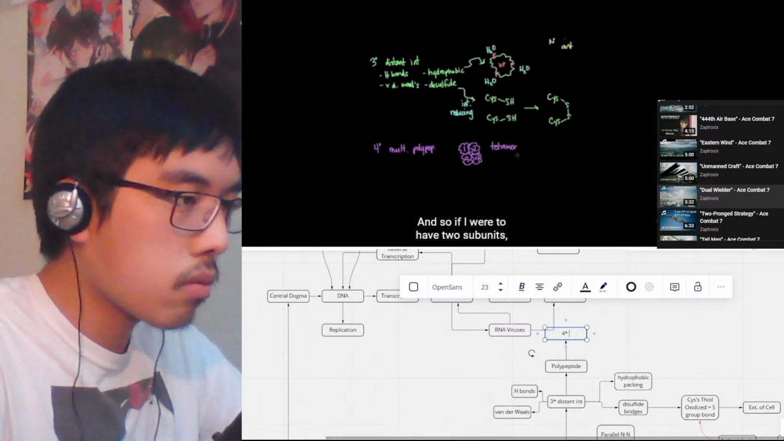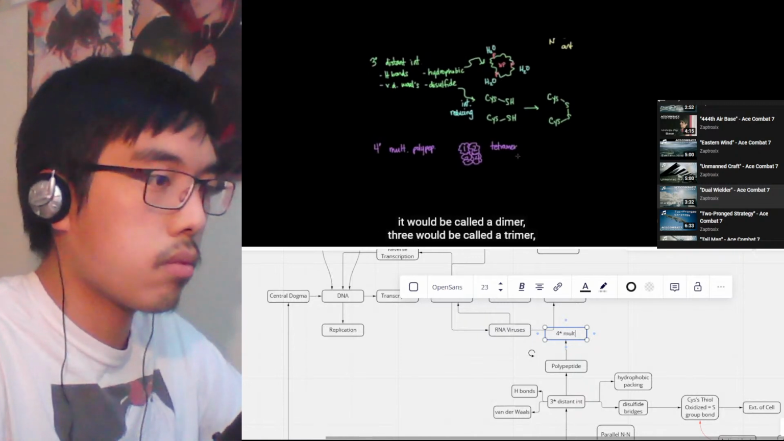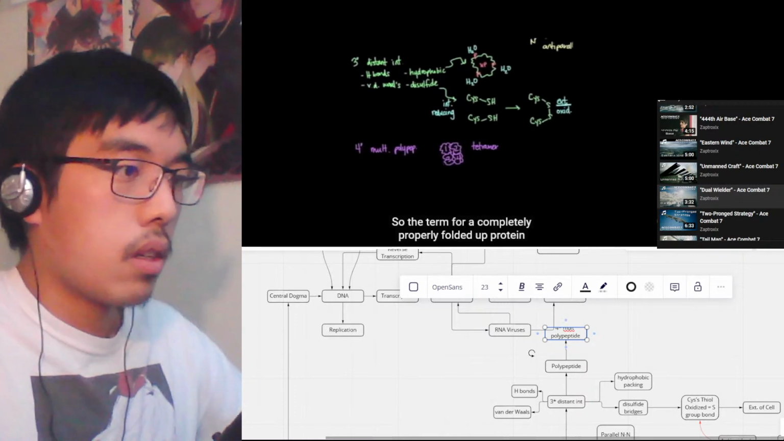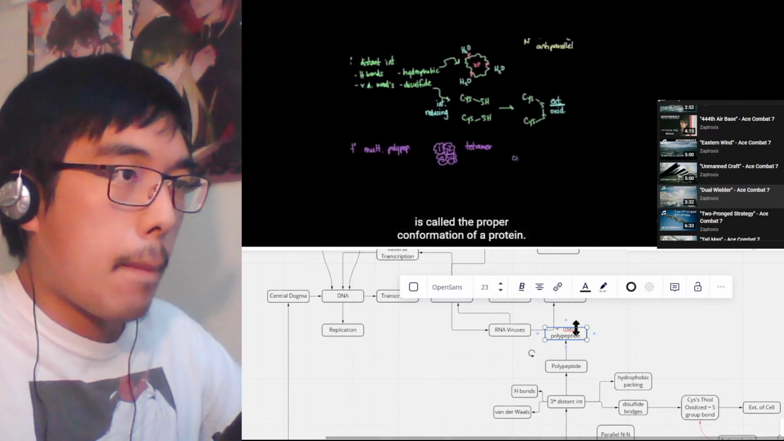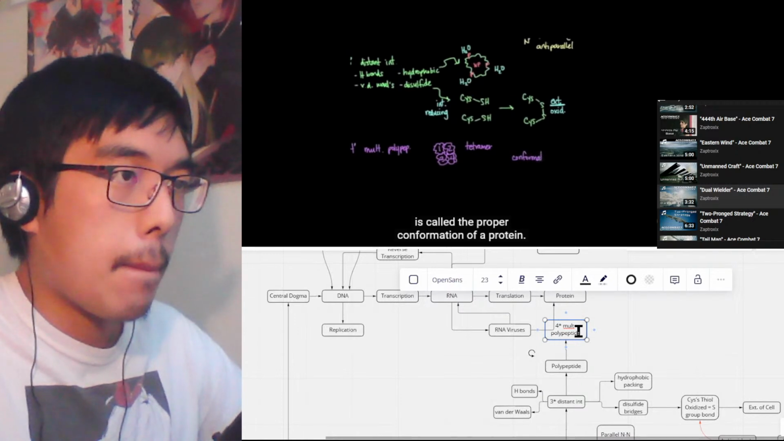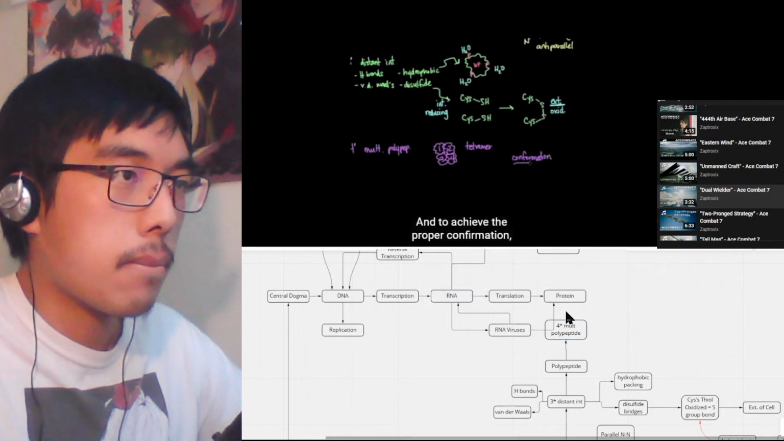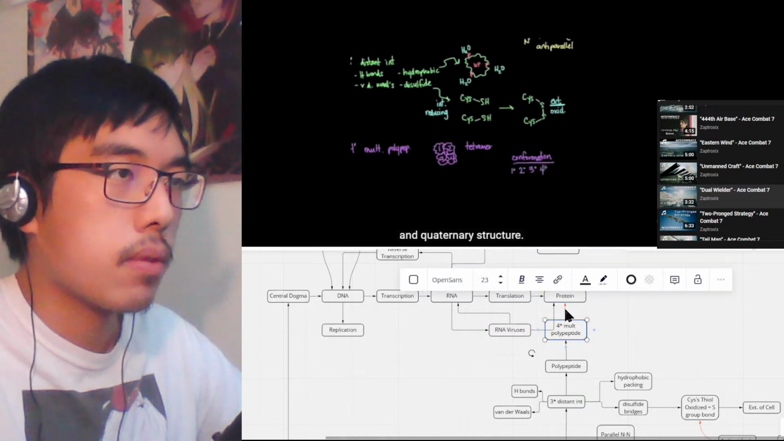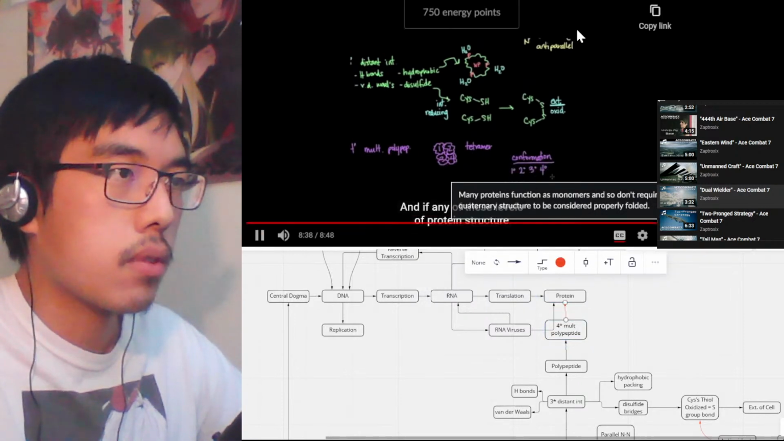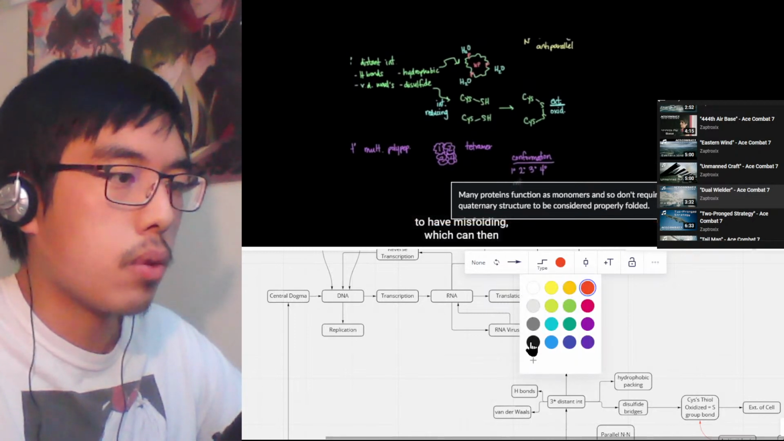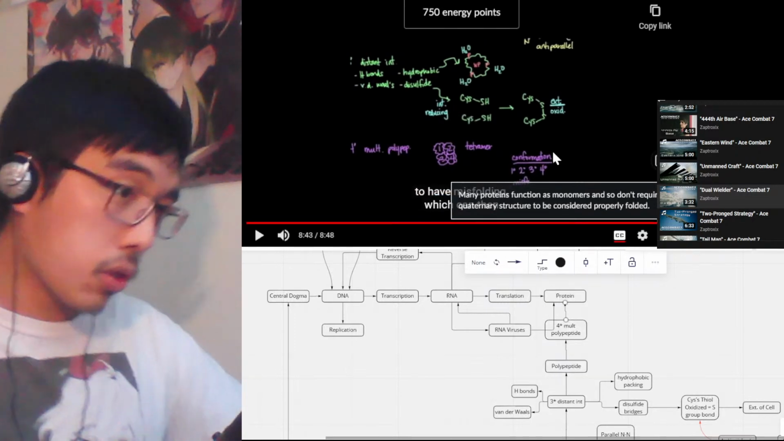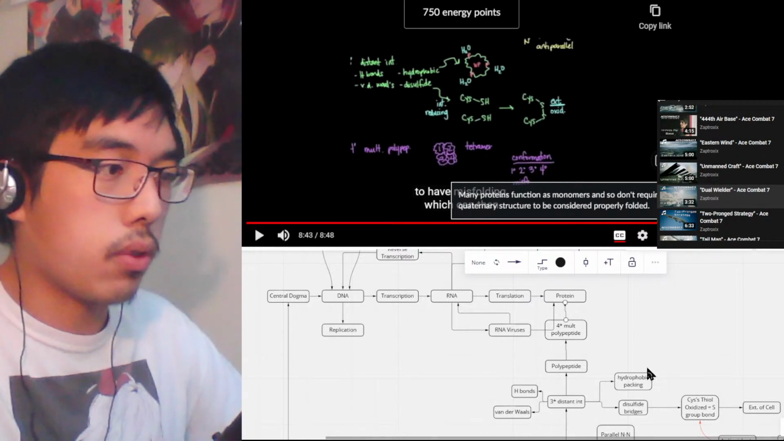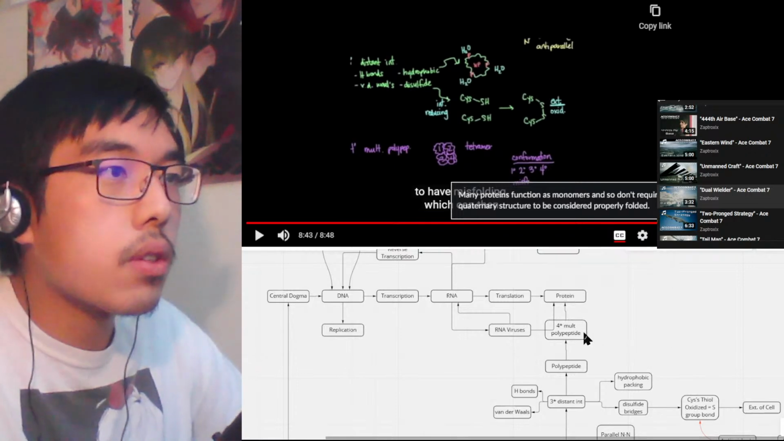And so if I were to have 2 subunits, it would be called a dimer, 3 would be called a trimer, and then anything above 4 is called a multimer. So the term for a completely properly folded up protein is called the proper conformation of a protein. And to achieve the proper conformation, you must have the correct primary structure, secondary structure, tertiary structure, and quaternary structure. And if any of these levels of protein structure were to break down, then you start to have misfolding. Many proteins function as monomers and so don't require quaternary structures to be considered properly folded. Yeah, makes sense.